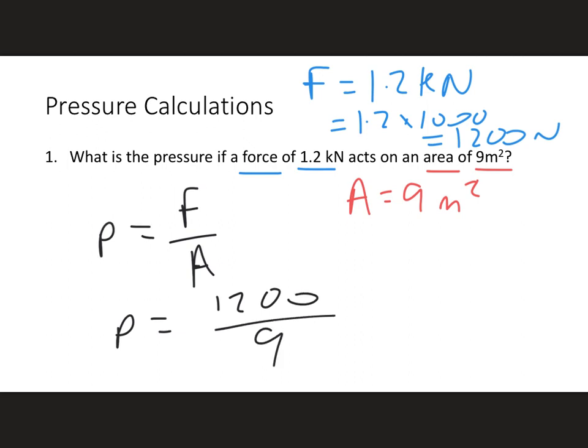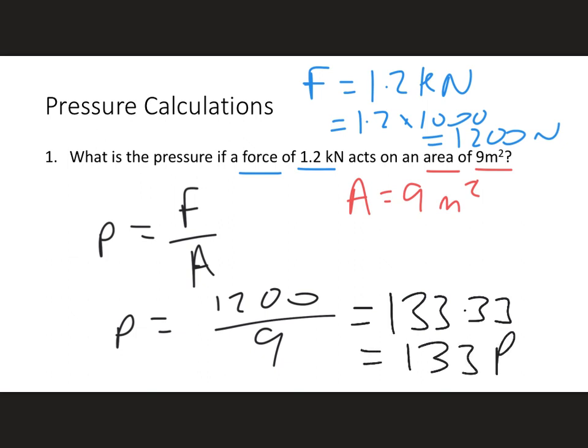If we put that into our calculator, we get an answer that is equal to 133.33 and so on, recurring. So I'm just going to round that up to 133. And my units here are pascals because it's in newtons per metre squared.